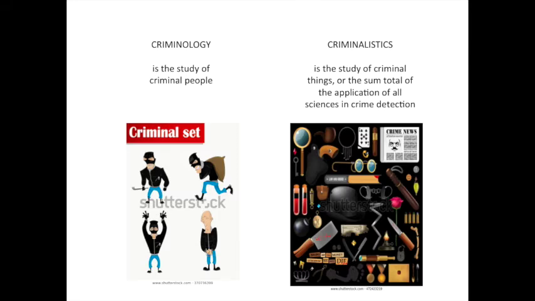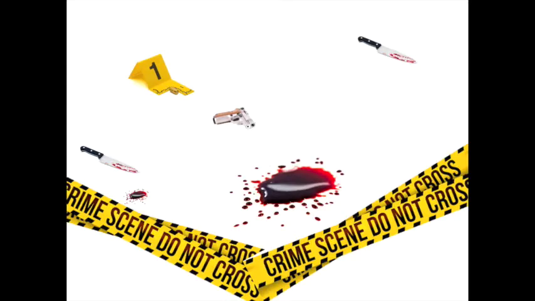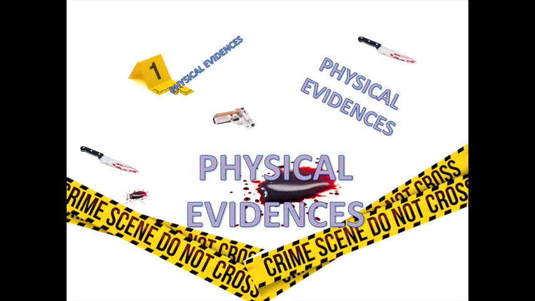So in this field, we are going to use all the knowledge of different sciences to detect crime, to locate the criminals, and to identify them. Most crime scenes leave different things, such as knives, guns, and cartridges, which were used in the commission of crime. And usually, there are blood stains in the crime scene. And these things are called physical evidences.